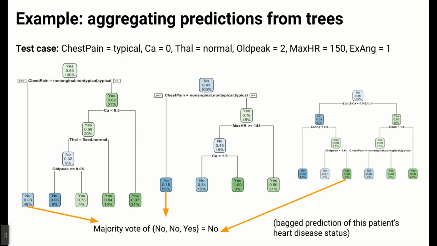Let's look at an example of a bagged prediction in a classification setting, predicting heart disease from clinical characteristics. So first, verify the predictions made for the test case shown here. The majority vote aggregation here gives a bagged prediction of no for this patient's heart disease status.